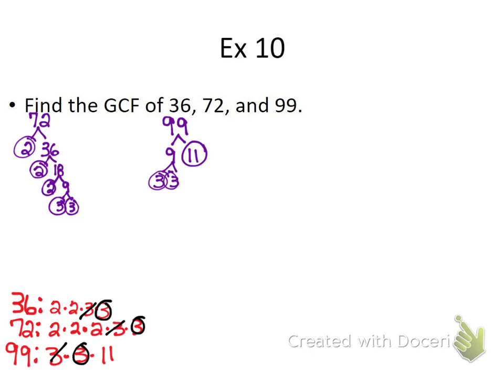I'm using different symbols to show. Do they all share an 11? No. So what's the greatest common factor? So what are the 2 factors that I identified that they shared? They share a 3 and they share a 3, which equals 3 times 3, 9. So your greatest common factor is 9.